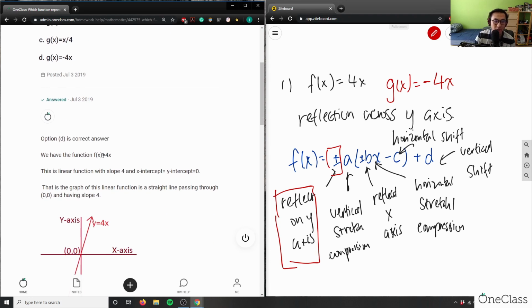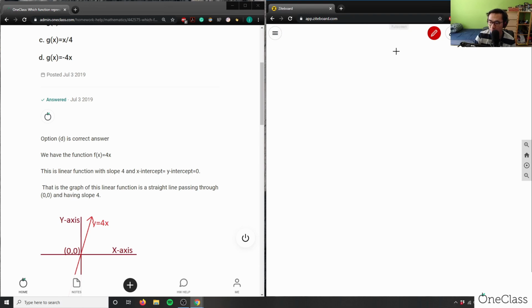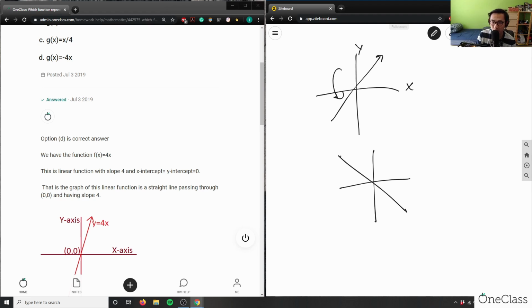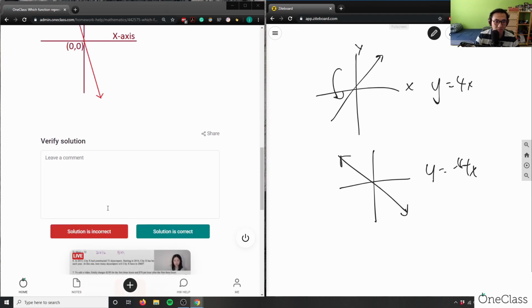We have the function y equals 4x. Basically, what they did is they actually graphed it as well, right? If they graph it as well, I can show you that this equals the correct answer here. So y equals 4x could look something like this. If I reflect it along the y-axis here, you would get something like this, right? You get a negative slope. Y equals negative 4x is simply a line with a negative slope. So option D is correct, and they graphed it out like so. This here is the correct solution.